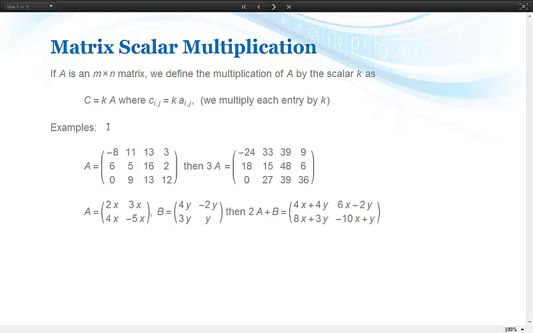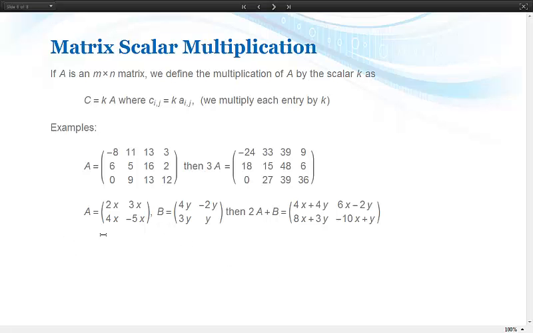So here's a couple of examples. The matrix A given here, then 3 times the matrix A, we simply multiply each entry in A by 3. So the first entry is 3 times minus 8, minus 24. The second entry in the first row, 3 times 11, 33. 3 times 13, 39. 3 times 3, 9, etc. So all we're doing is multiplying each entry in A by the scalar.